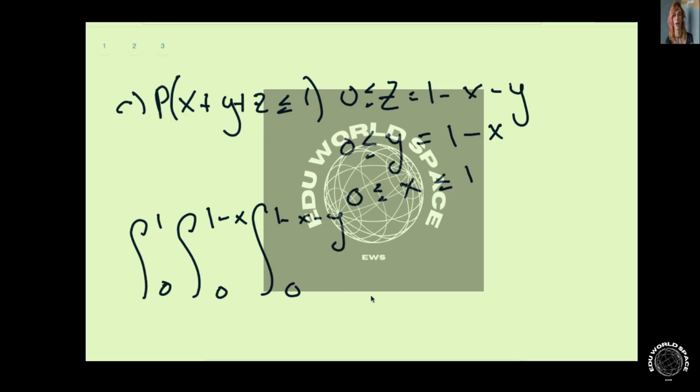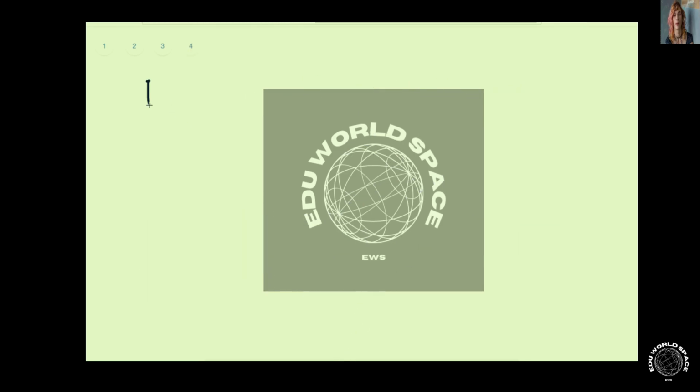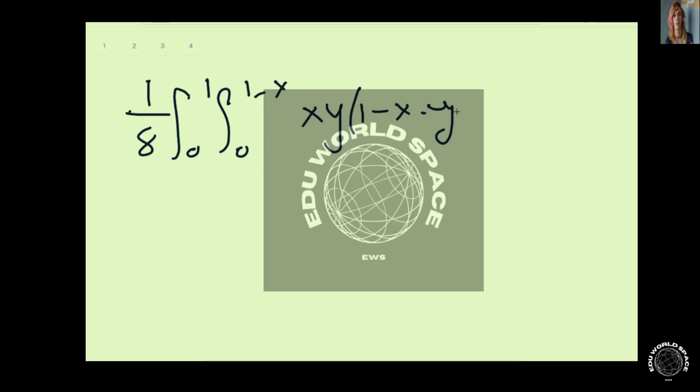Okay. And we've got 1/8 xyz. First we do dz, dy, and dx. Okay, so this is a pretty standard, straightforward integral. So let's go ahead and do this out. And xy times (1 minus x minus y) squared dy dx.